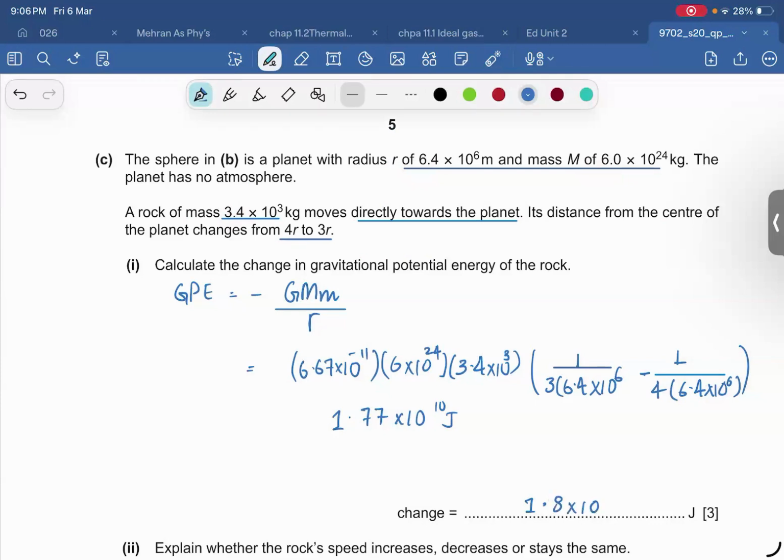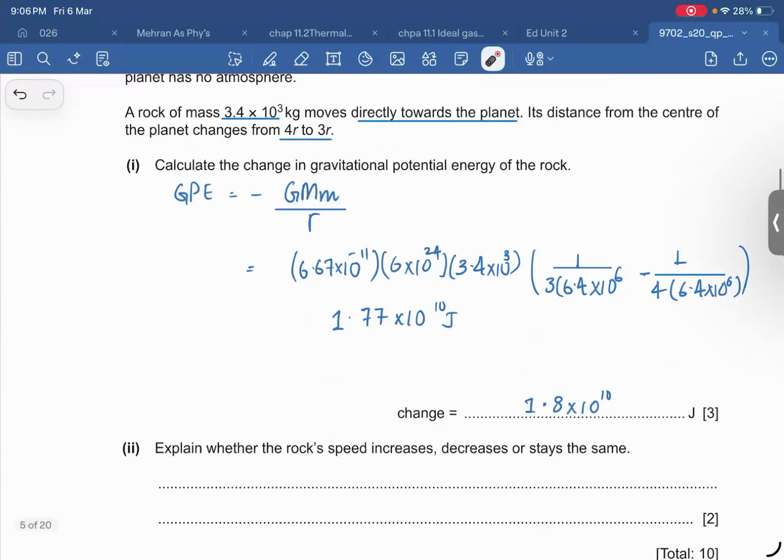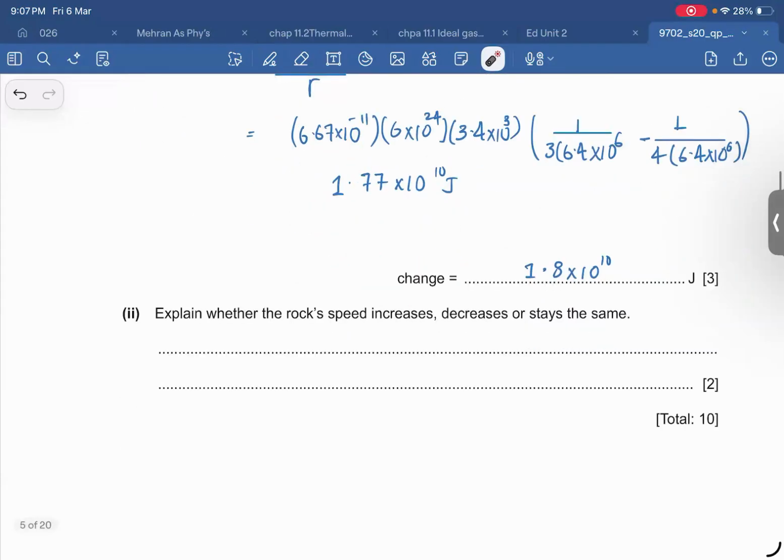By the way, if the rock is moving from 4R to 3R, meaning it is getting closer to the earth. Basically, this is the mass of the earth. So if it is getting closer to the earth, this means that the gravitational potential energy decreases. This is basically the decrease in the gravitational potential energy that we have just calculated. So its kinetic energy will increase, and when its kinetic energy increases, it speeds up, right? Clear? Please read the next part.